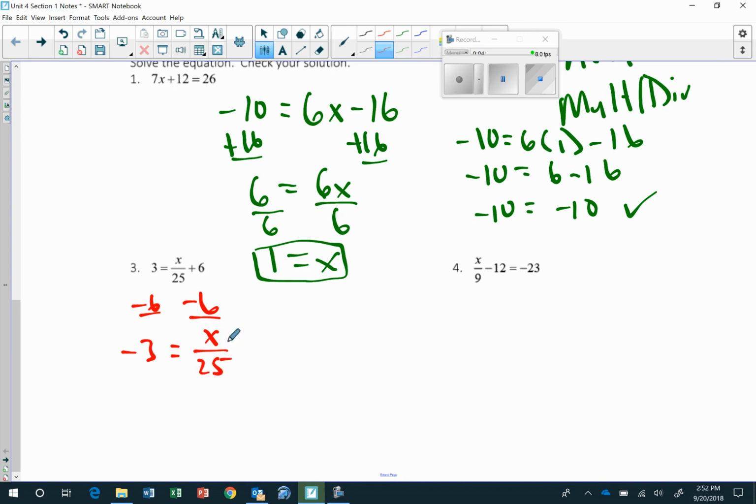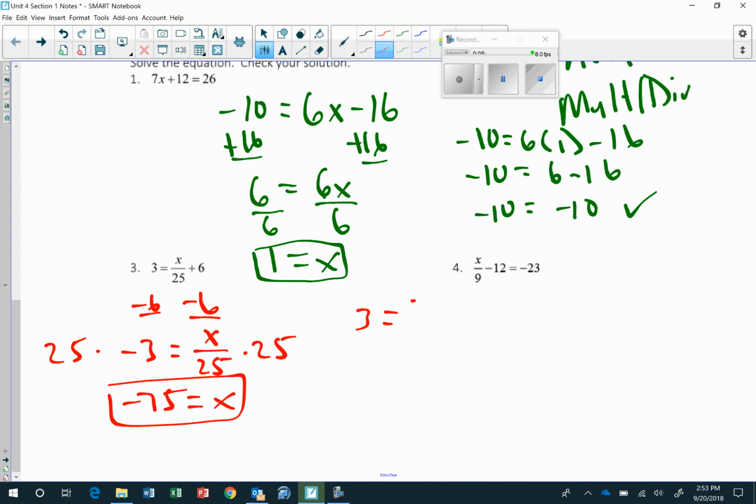I subtracted, now I need to either multiply or divide. I have a fraction right now, which is division, so I know I need to multiply to get the variable by itself. So 25 times negative 3 is negative 75. And on the right side, I'll just have x. So negative 75 equals x.